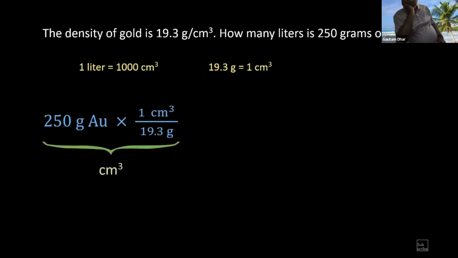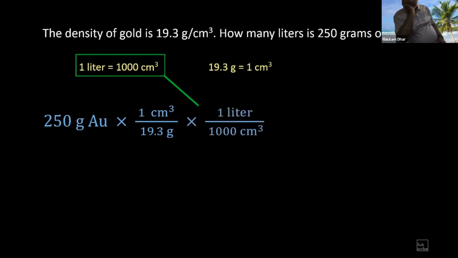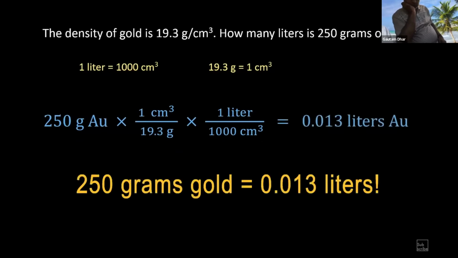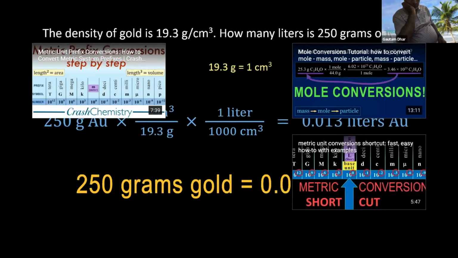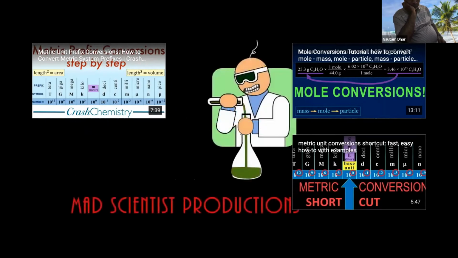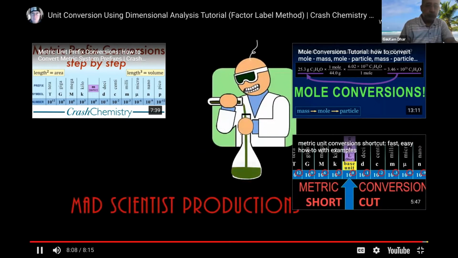Grams cancel. We now have cubic centimeters, which we can convert to liters. Cubic centimeters go on the bottom so that they cancel, liters on top. Fill in the numerical relationship, 1,000 cubic centimeters for every 1 liter. The answer tells us that 0.013 liters of gold will have a mass of 250 grams. I hope you can see that dimensional analysis is a powerful method for solving unit conversions. Click here for applying dimensional analysis to metric prefix conversion.